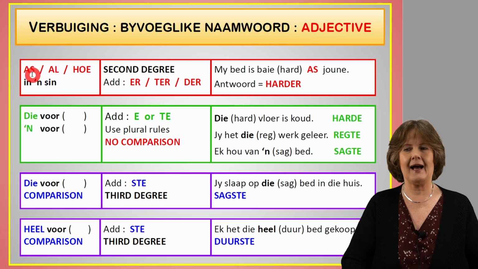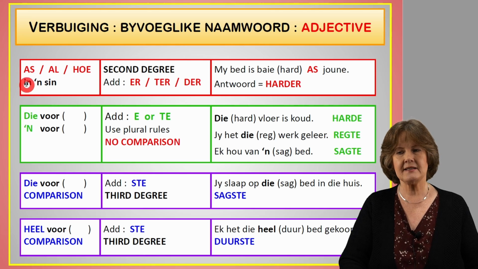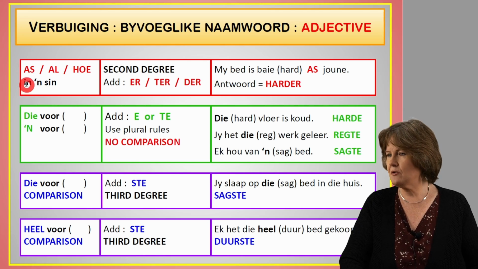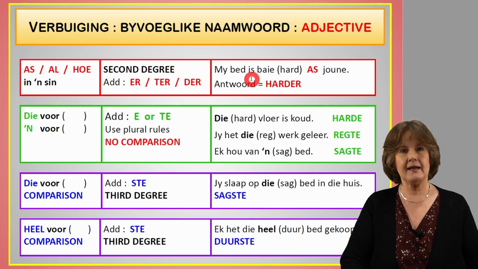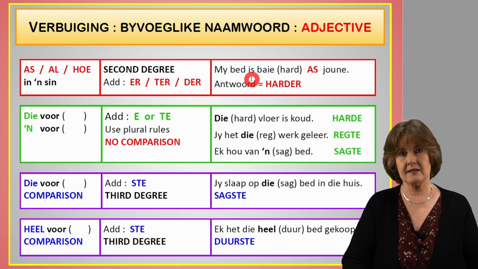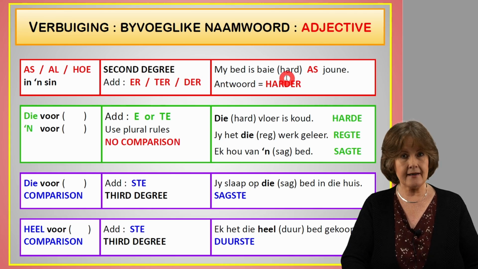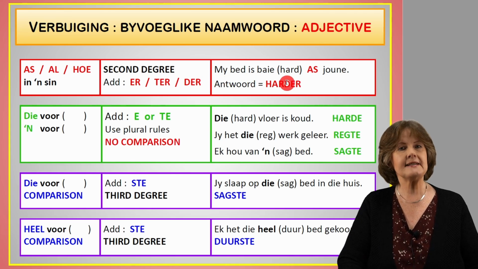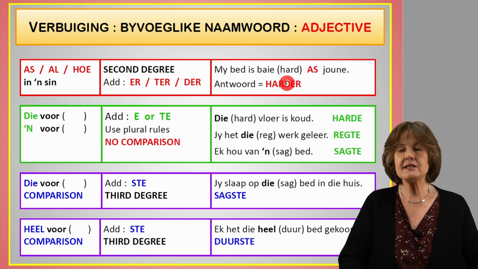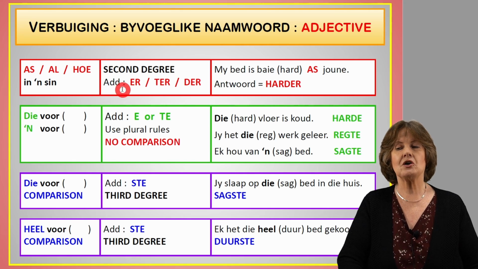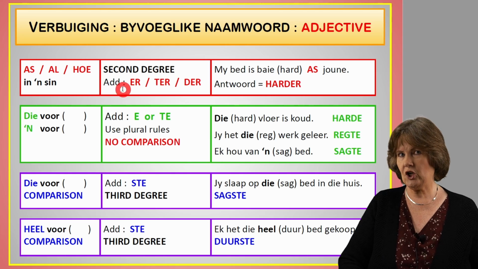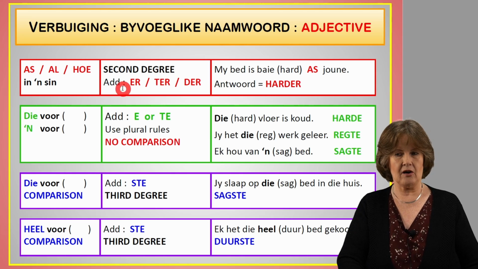You look for "as". I told you this one is the main one. If it's in your sentence, look at the example there. Any place in your sentence, the moment you see "as", that bracketed word like hard there will go to the second degree. And you must know your second degree will end on ER, TER or DER.